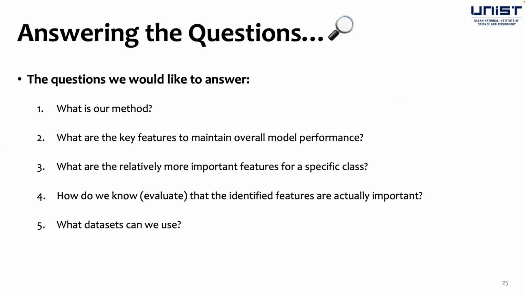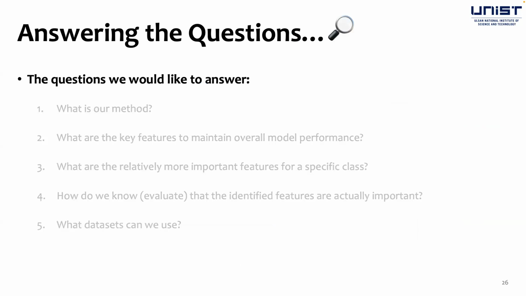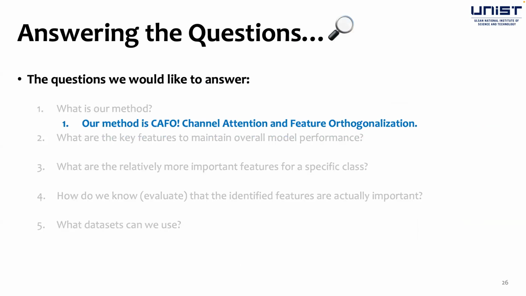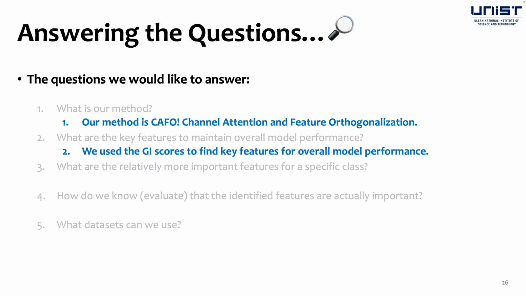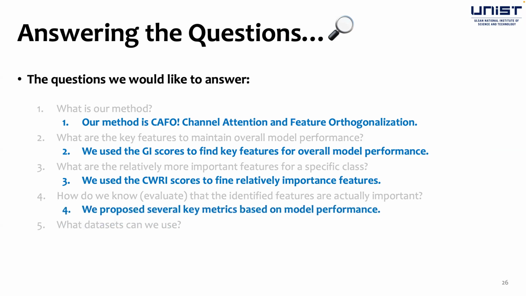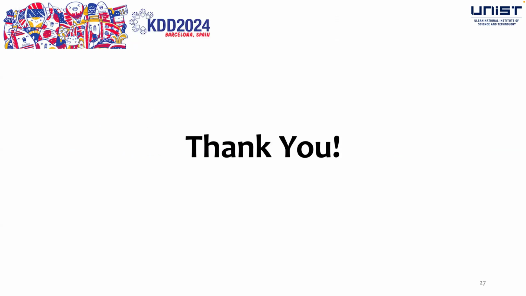Now, we would like to wrap up our presentation by answering the questions we have posed in the beginning. To answer each question, our method was CAFO, which stands for Channel Attention and Feature Orthogonalization. We identified each feature's global and class-wise importance with the GI and CWRI metrics we have proposed. We have also shown that the found features are actually important based on several experiments. Last but not least, we have utilized both public datasets and datasets collected by us. Thank you for listening to our presentation.